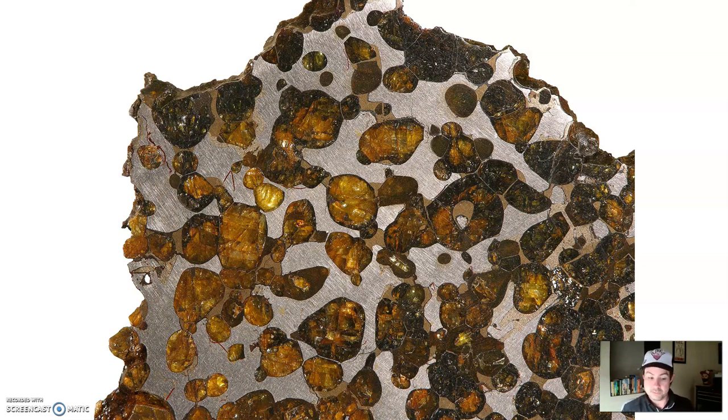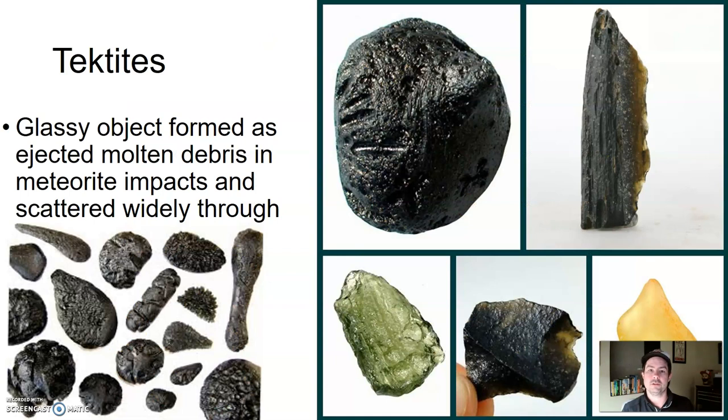Now that material, because it's melted, it's essentially magma or lava in this case, and then it cools very, very rapidly, it kind of forms a glass. And this ejected glass material is called a tektite. So again, this is a glassy object formed as ejected molten debris in meteorite impacts or asteroid impacts, and can be scattered widely throughout the impact zone, the impact site, which is kind of cut off here. My apologies. So all of this is kind of glassy material.